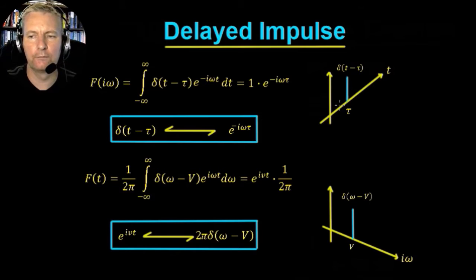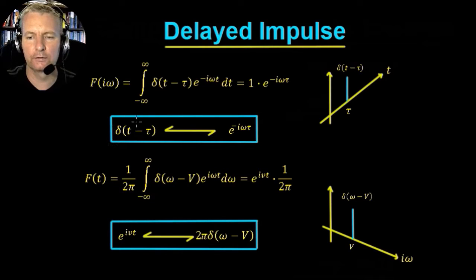Now if we were working out the Fourier transform of that, we would take the integral from minus infinity to infinity of our function delta t minus tau, multiply e to the minus i omega t by dt. Now we've seen from the shifting property that this is simply going to be equal to 1 times e to the minus i omega tau. So the Fourier transform of delta t minus tau will be e to the minus i omega tau. So that's the transform pair.